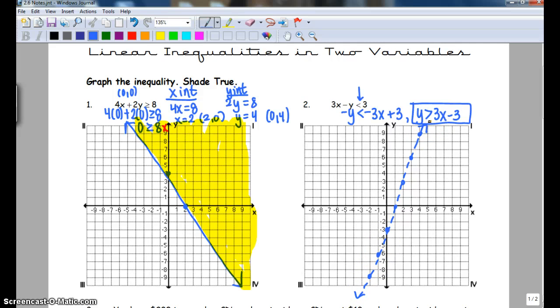And now I'll use my test point again. I'm going to use 0, 0, because 0, 0 is easily distinguishable as on this side over here. So I'll plug 0 in, and I get 0 minus 0 is 0. Is 0 less than 3? Yes, it is. So that means that this side of my graph is my true side. So I'm going to shade everything over here. Alright, there we go.